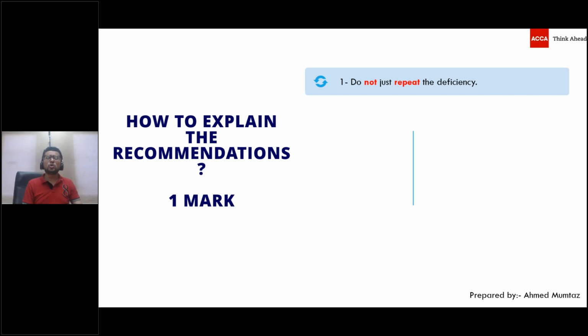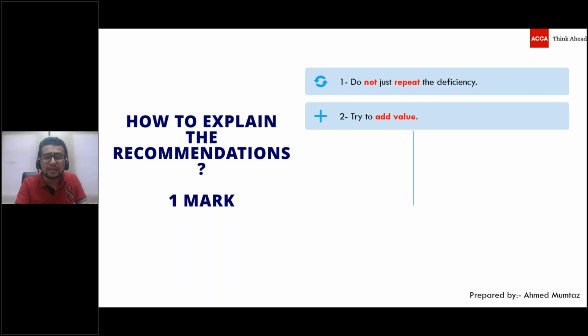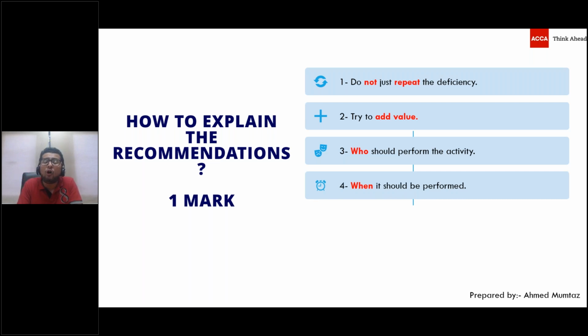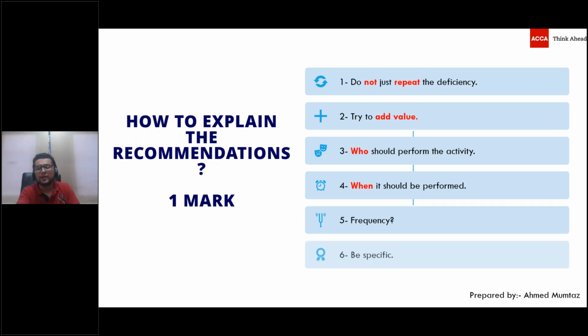Now, what do I mean by do not just repeat the deficiency? It means you should try to add value. You should suggest who should perform this activity: someone senior, a sales manager, someone senior from the credit control department. You should also refer to how often this activity should be performed, on a regular basis, on a weekly basis, on a monthly basis. So you should suggest some kind of frequency.